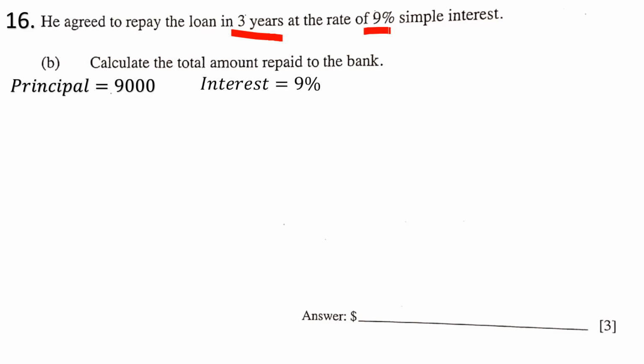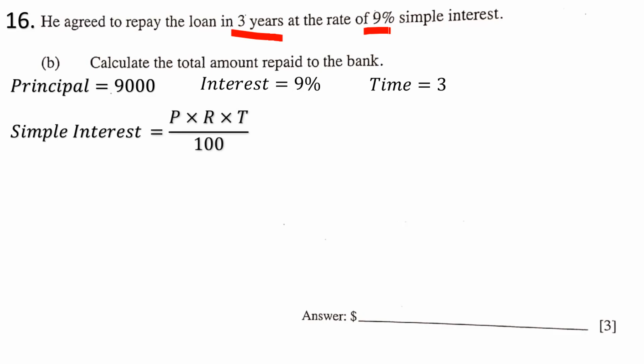We also need the interest rate. The interest rate is 9%. And we also need the time. The time is always given in years, which is 3. Even if they give you months, always convert it back to years, because we always do simple interest in years. The formula for simple interest is principal times rate times time, divided by 100. And so P is 9,000. R is 9. And T is the time, so it's going to be 3.